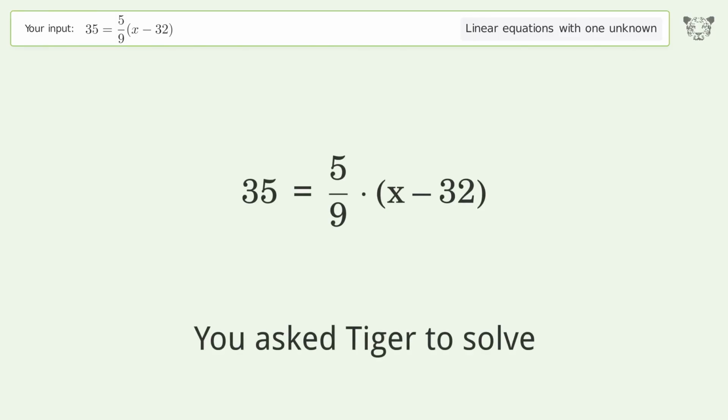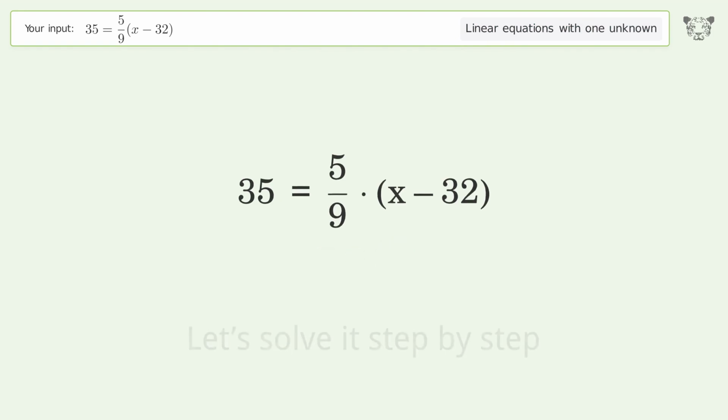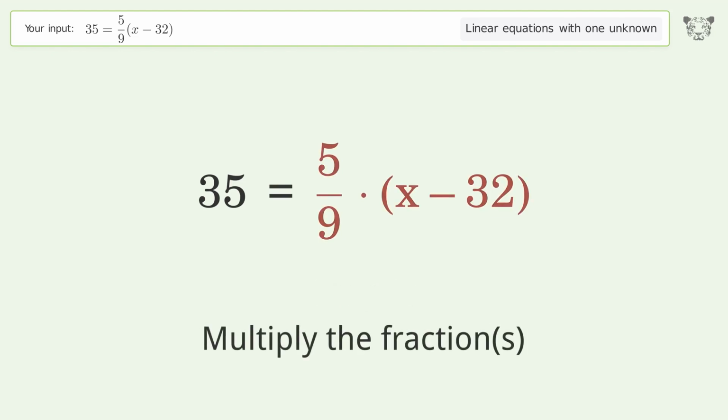You ask Tiger to solve. This deals with linear equations with one unknown. The final result is x equals 95. Let's solve it step by step. Simplify the expression. Multiply the fractions.